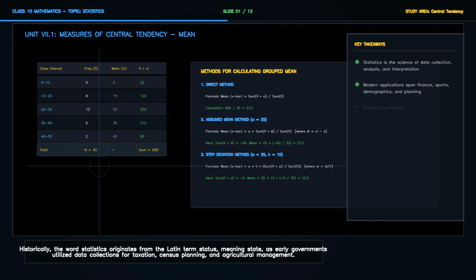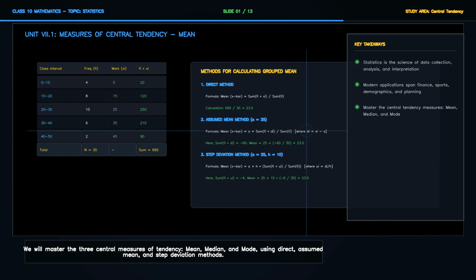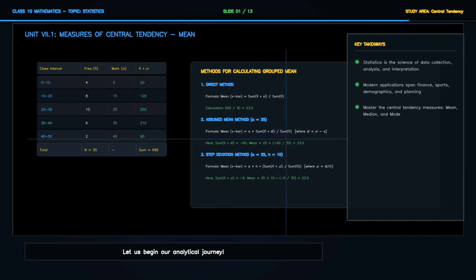Historically, the word statistics originates from the Latin term status, meaning state, as early governments utilized data collections for taxation, census planning, and agricultural management. Today, we will transition from simple ungrouped data sets, which we learned in earlier classes, to more complex grouped frequency distributions. We will master the three central measures of tendency: mean, median, and mode, using direct, assumed mean, and step deviation methods. Let us begin our analytical journey.